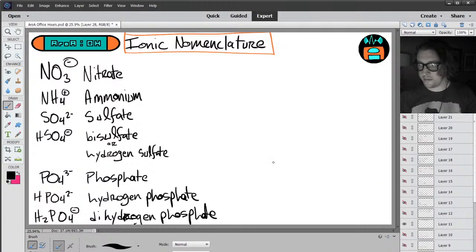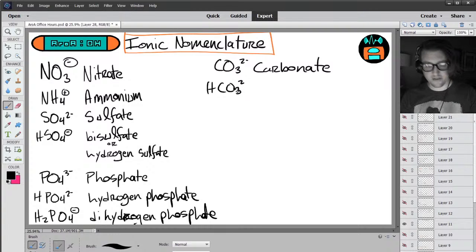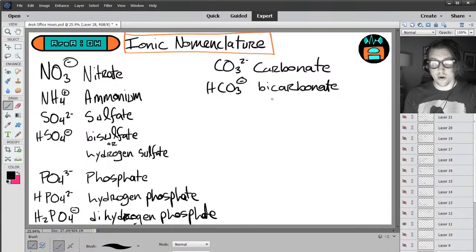We have a few more. We have CO3 with a charge of -2. This is carbonate. HCO3 with a charge, not of -2, of -1. This is bicarbonate. Or this also goes by the name hydrogen carbonate.